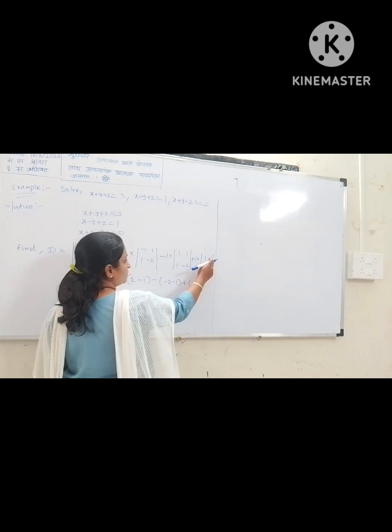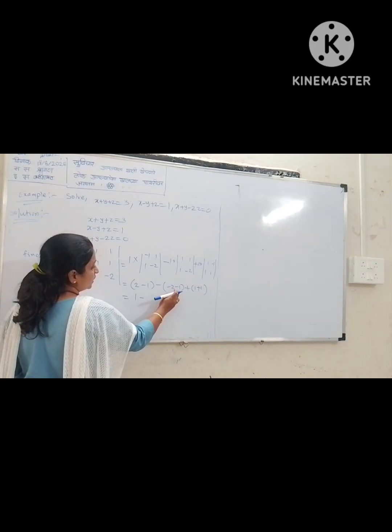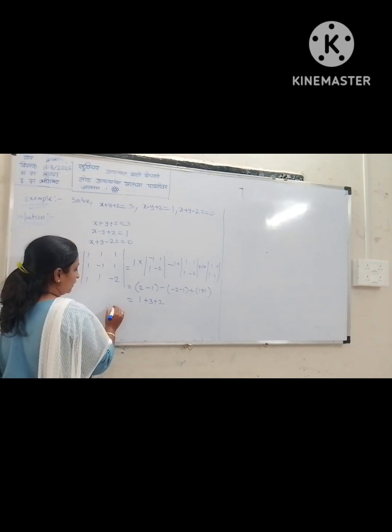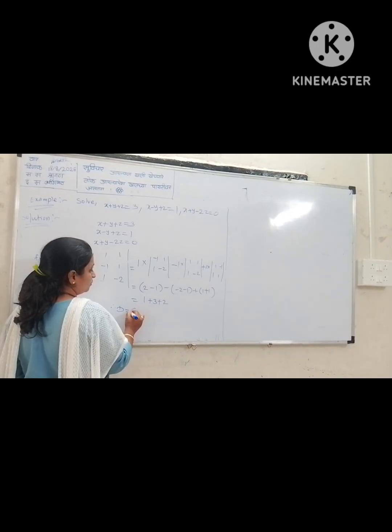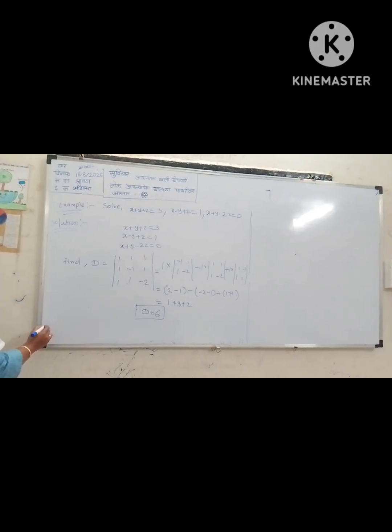Okay. Cross multiplication and subtraction. So here 1 minus 3 plus 3 and plus 2. So what is the value of D? D is equal to 6. Okay. Now find Dx.